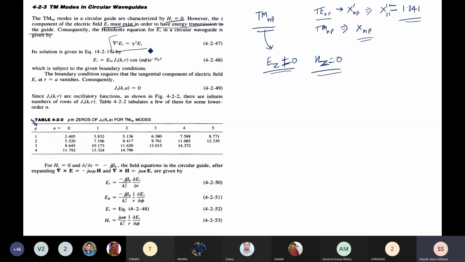Consequently, we have the Helmholtz equation, del square Ez is equal to gamma square Ez, because Ez is not equal to 0. So we will find the Ez solution. The Ez solution comes out to be E naught z Jn(kc r) cos n phi e to the power minus j beta g z. This is the solution we got for the circular coordinate system from the Helmholtz equation.